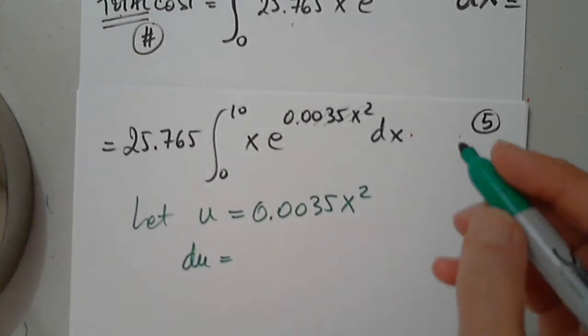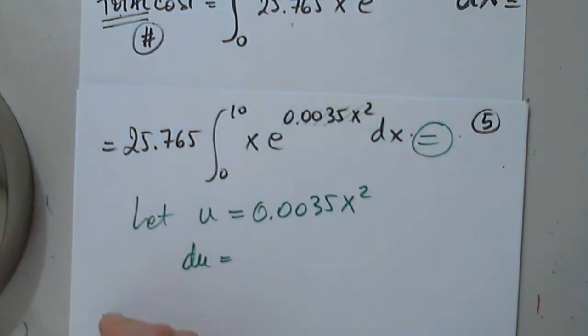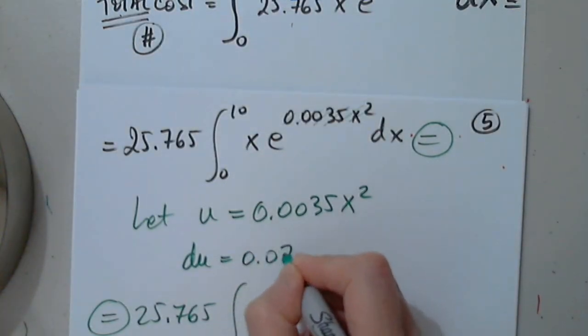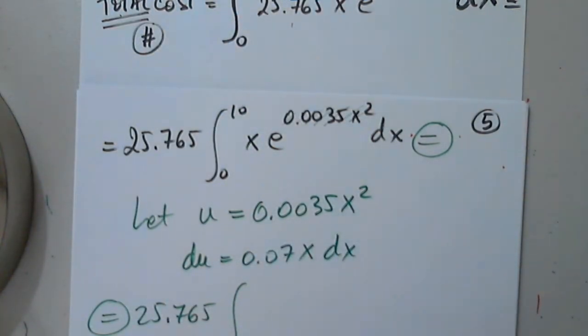I can continue without the du. Can anyone give a yes? Would it be 0.007x dx? Brilliant. Thank you so much.